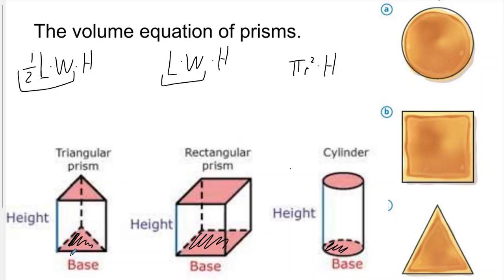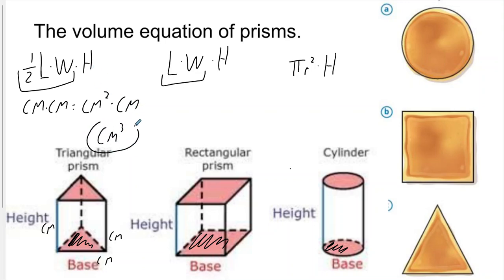Little side note, these are all going to be in units, so we'll say it's centimeters, centimeters, and centimeters. So the area of centimeters times centimeters gives me centimeters squared. And then when I add the height centimeters, I get centimeters cubed. And all volumes will need to be in cubic units.